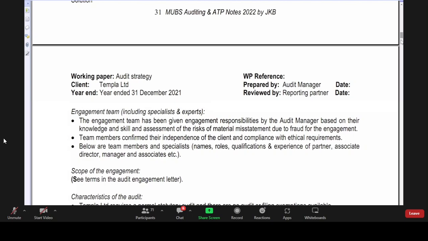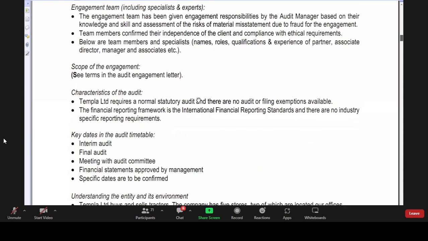Then in your own audit strategy, again, you have to understand the characteristics of the audit. Is it a statutory audit? Is it a non-statutory audit? For this case, it is a normal statutory audit because this is a company. There are no audit or reporting exemptions available based on the client.